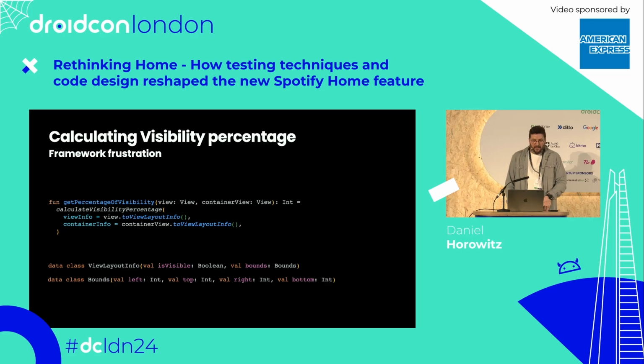Here you can see some code for calculating the visibility. There is this function called get percentage of visibility that actually has Android SDK views there. But at the bottom, we have our domain model in domain classes. And this calculate visibility percentage is what does the mapping between the SDK and our domain modeling. So when we test calculate visibility percentage, those are pure Kotlin tests, and everything is tested in isolation from the framework.